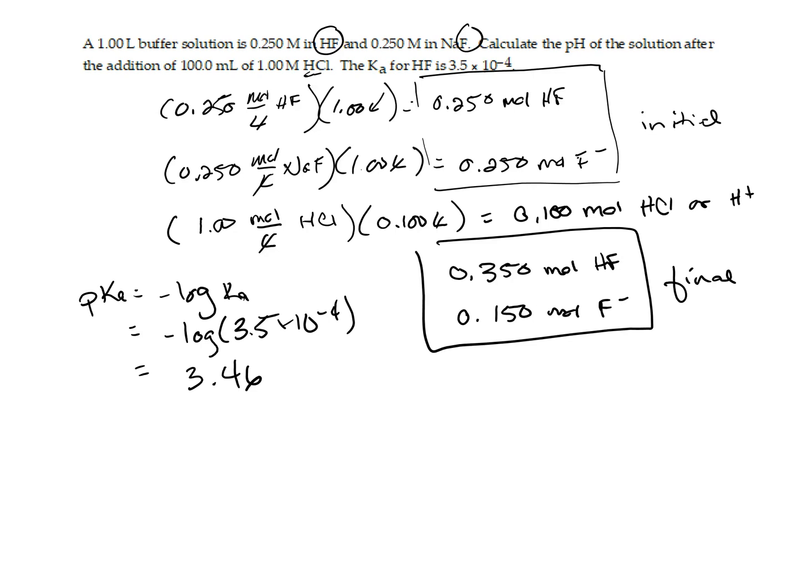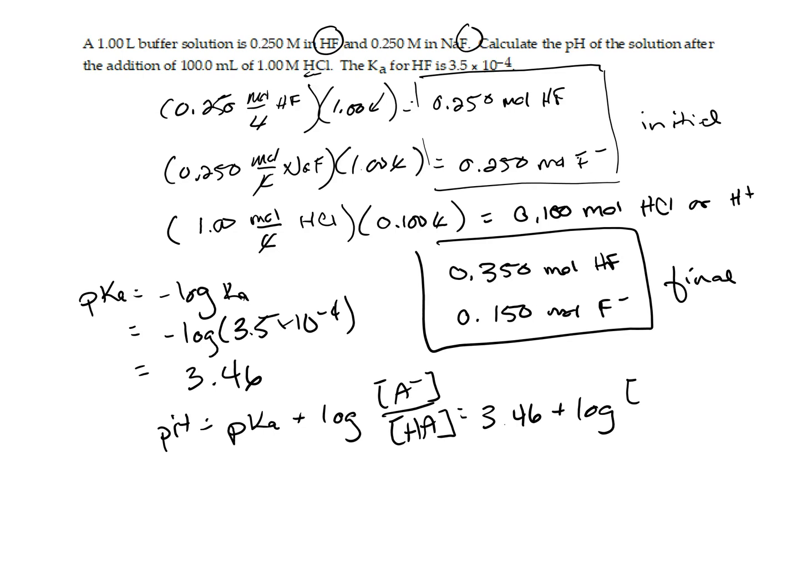So let's see here. Let's say pH equals pKa plus log of our conjugate base over our weak acid, and we'll call that 3.46 plus the log of, what's our conjugate base? Fluoride. So the concentration of fluoride at final is going to be 0.150. The concentration of hydrofluoric acid, our weak acid, 0.350. And if we solve this, we should get 3.09 for our final pH, following the addition of the 100 milliliters of hydrochloric acid.